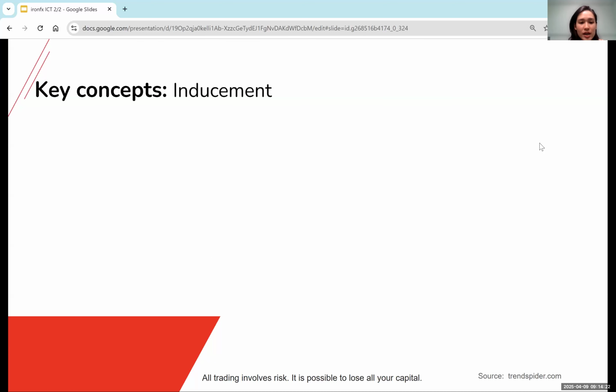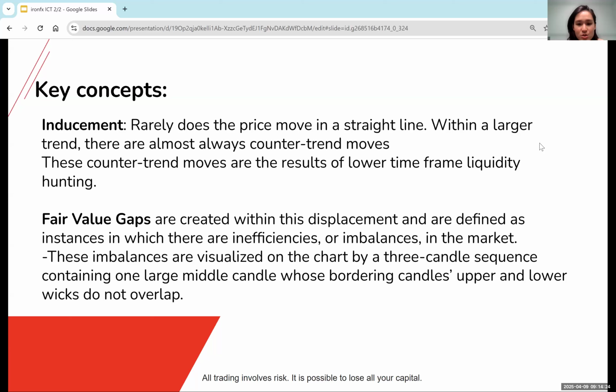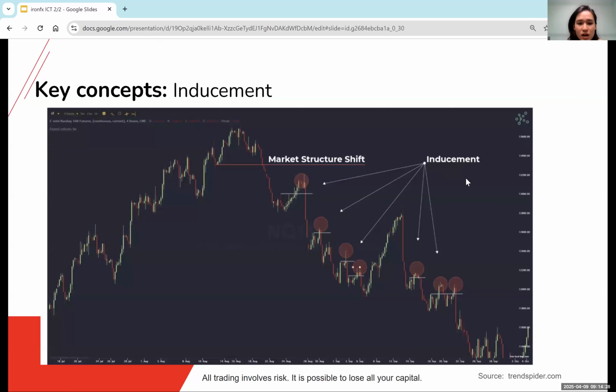Okay, so I'll give you an example before we move into the fair value gap. Here's an example of an inducement. Typically, they come after a market structure shift. You can see price was moving upwards, making higher highs, higher lows. Once the market structure shift occurred, then we started to see these inducement patterns happening.